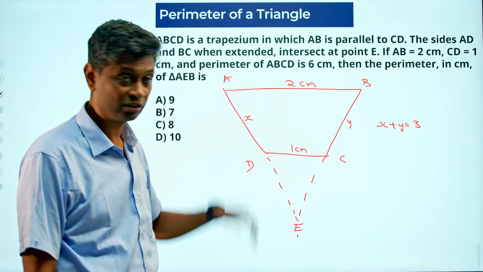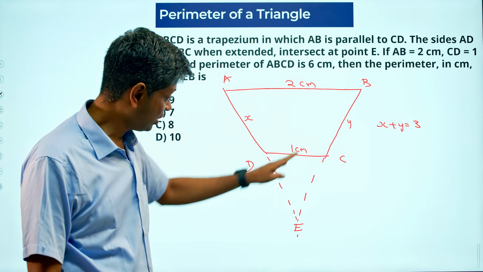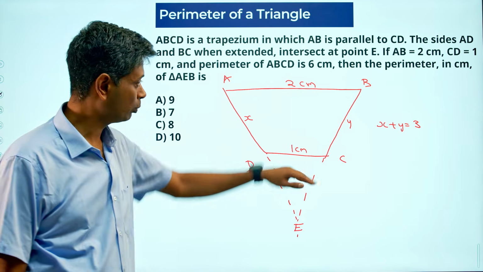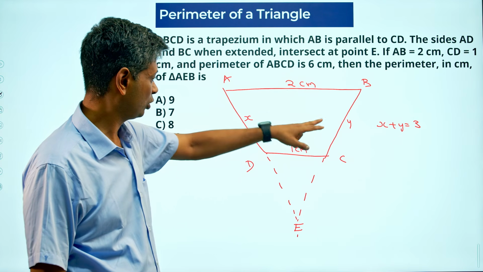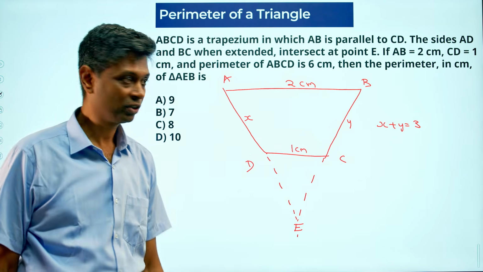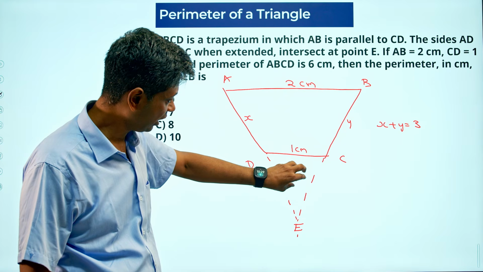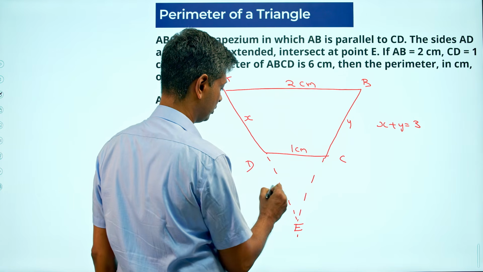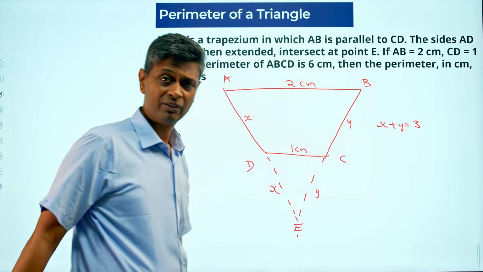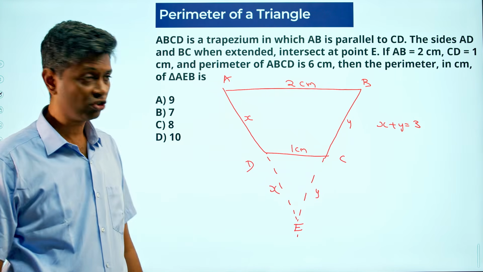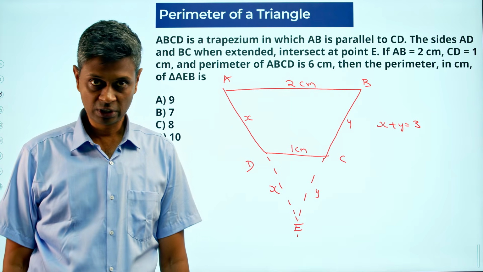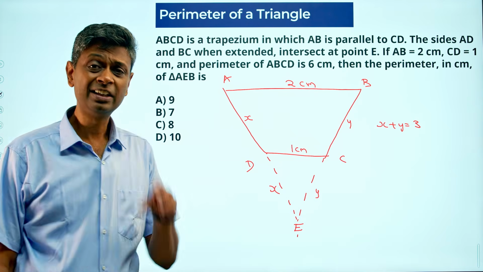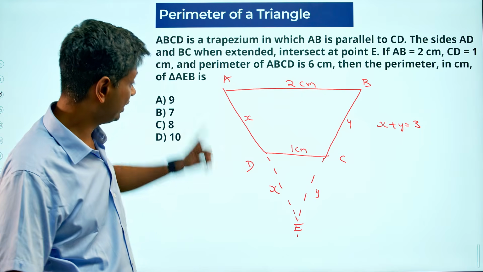This is half of this. Triangles DCE and ABE are similar. With 2 parallel lines, these 2 angles are equal, these 2 angles are equal, and this is common. This is 2, this is 1. Every side of this triangle is half of every side of the bigger triangle. So this is y, this is x, this is y, this should also be x, this should also be y. Using the idea that triangle AEB is similar to triangle DEC, every side of triangle DEC is half of the corresponding side of triangle AEB.